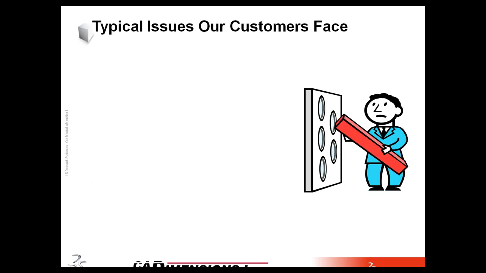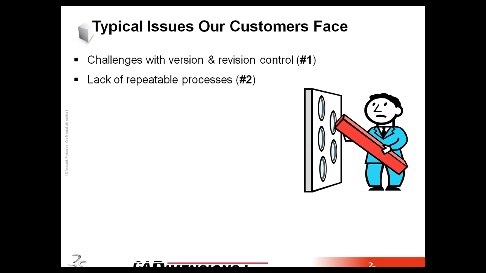So some of the typical issues that our customers face, and really the number one issue, is challenges with version and revision control. Not really having an easy time of being able to keep multiple versions without having to go through a lot of manual effort. The other is a lack of repeatable processes, that when a file needs to be released for manufacturing, not having a consistent process that those files flow through.